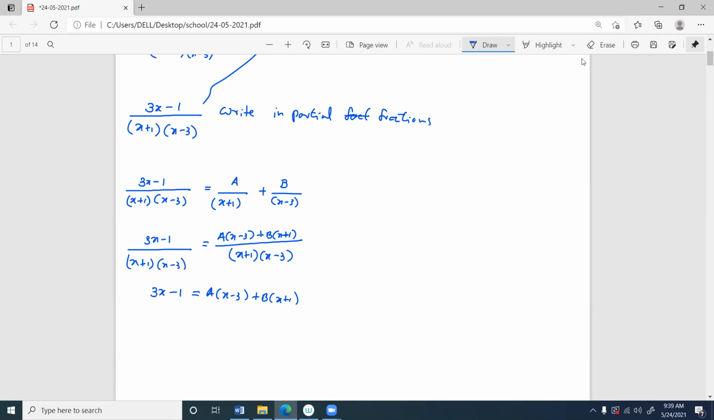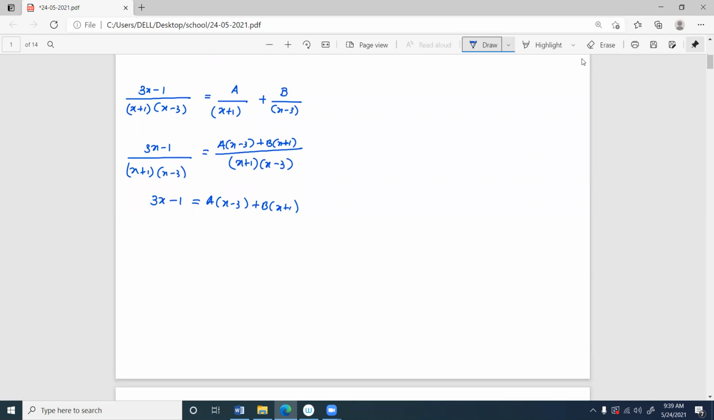Right? Now let's see how to do this question. Initially I need to find the values of A and B. If I make x equal to minus 1, this bracket becomes 0 and I can get the answer for A straightforwardly. X plus 1 equals 0 means x equals minus 1. If you replace minus 1 here, this bracket is 0. Then 3 times minus 1 equals A times minus 1 minus 3 plus B times minus 1 plus 1, which is 0. Then you get minus 4A equals minus 4. With this, A equals 1.